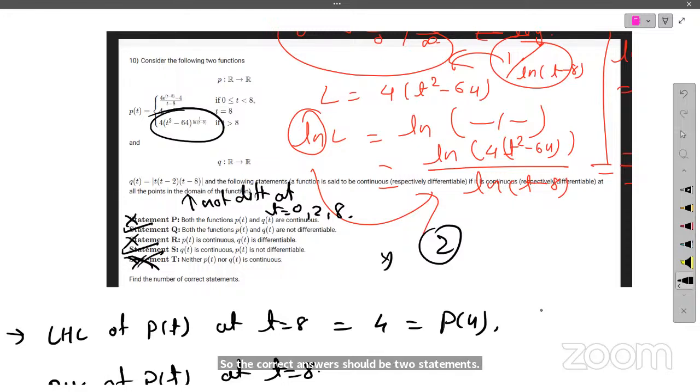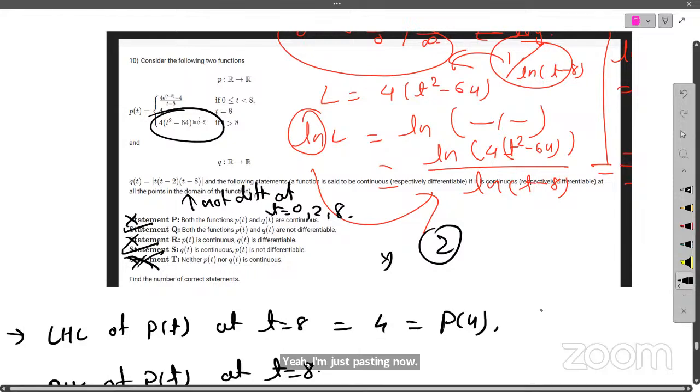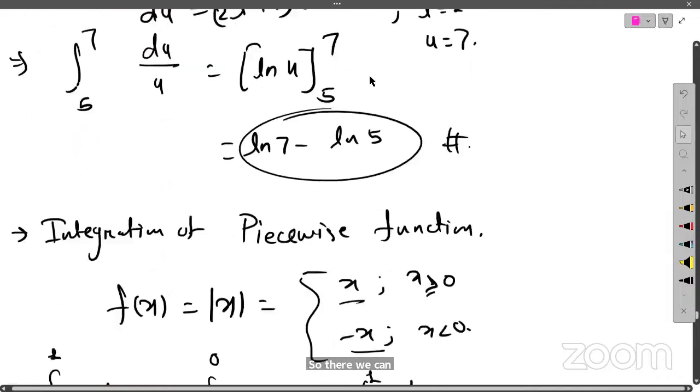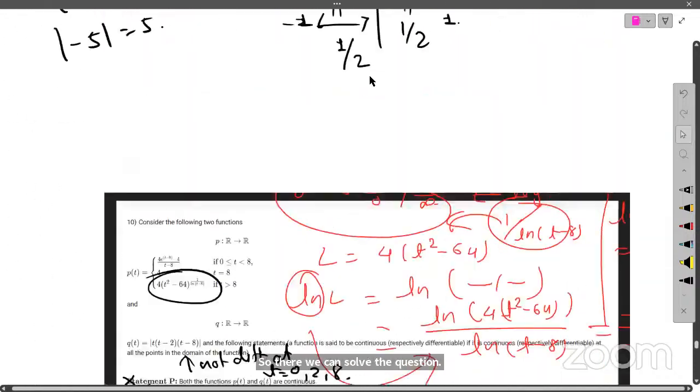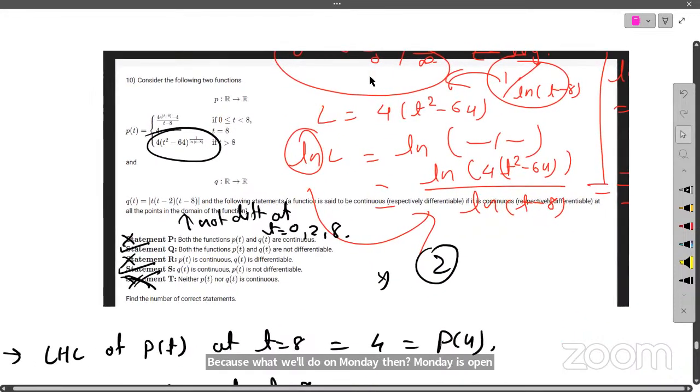Another last question, madam. If you have time, maybe you can tell. Or we can discuss it in the Monday session, because Monday is an open session. There we can solve the question, and all the doubts we can solve.